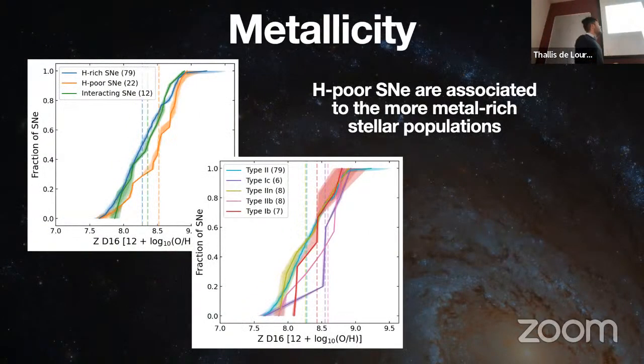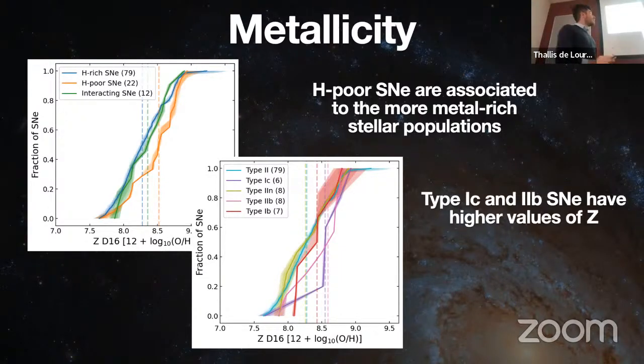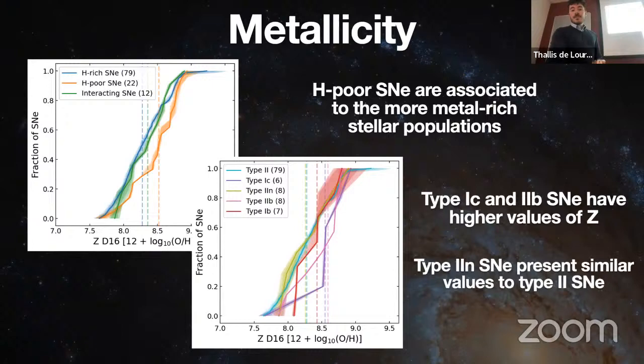And again, in terms of metallicity, we see the same behavior: H-poor supernovae happen in the most metal-rich regions, compared to type IIs and interacting events. In this case, type Ics and also type IIbs happen in the more metal-rich environments. And one interesting thing that we see is that type IIns present similar values to type II supernovae. This result was observed before in other analyses of supernova environments.